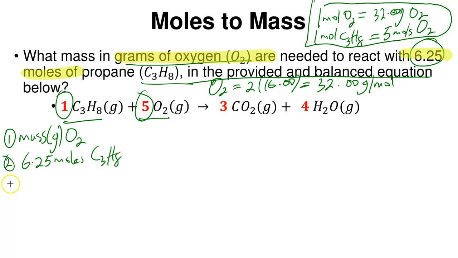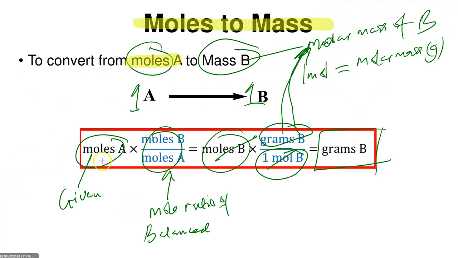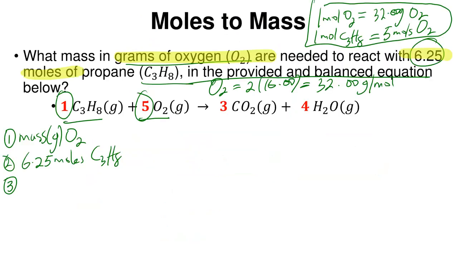What's the next step? Now, look at this. The path is that we're going to start from here. From moles of B, we're going to get to the mass of B. So let's do the path. We're going to start from moles of propane, C3H8. Of course, if you start from moles, you have to go to the moles of the other one. So this is the first conversion we're going to use, and then secondly, we're going to use this one second.